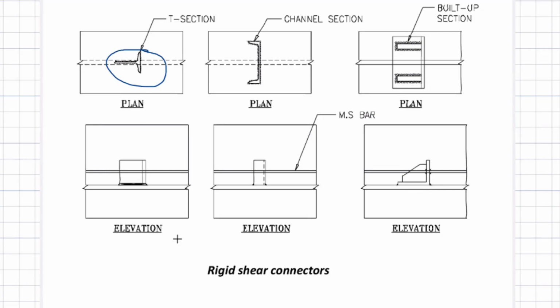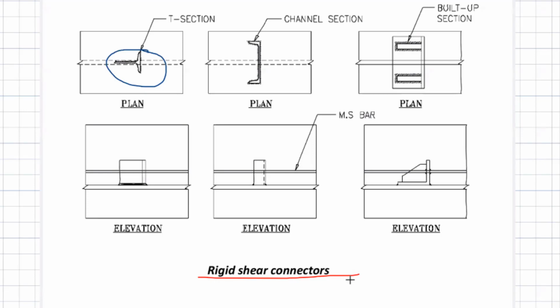All these are called rigid shear connectors. Rigid shear connectors means they give an interface behavior in which there is absolutely no slip between the concrete and the shear connector. If at all the failure happens in the interface, it has to be the failure of concrete. Crushing of the concrete at the interface can only happen in the case of rigid shear connectors, right?